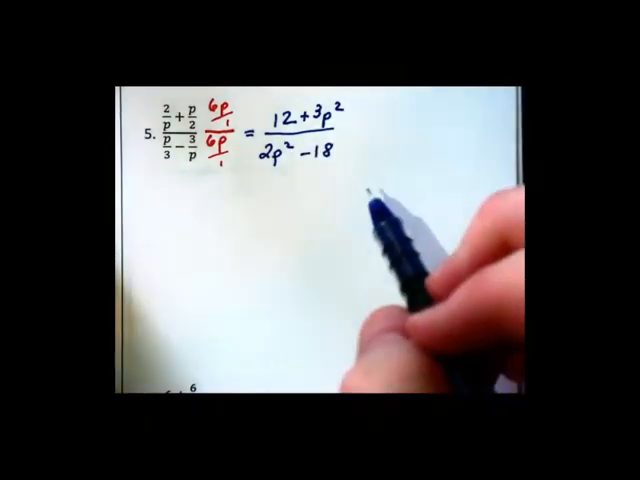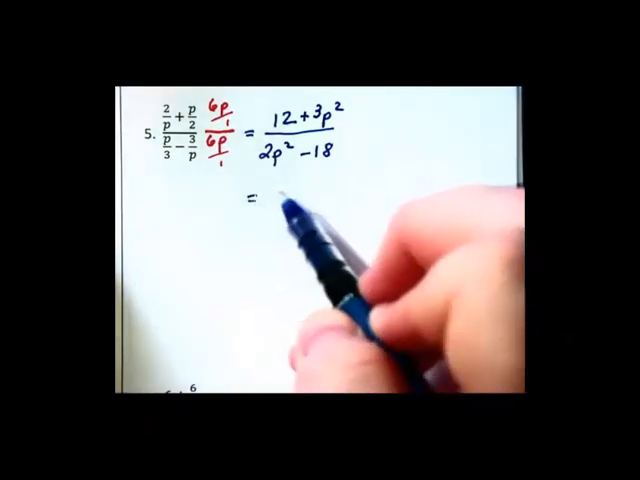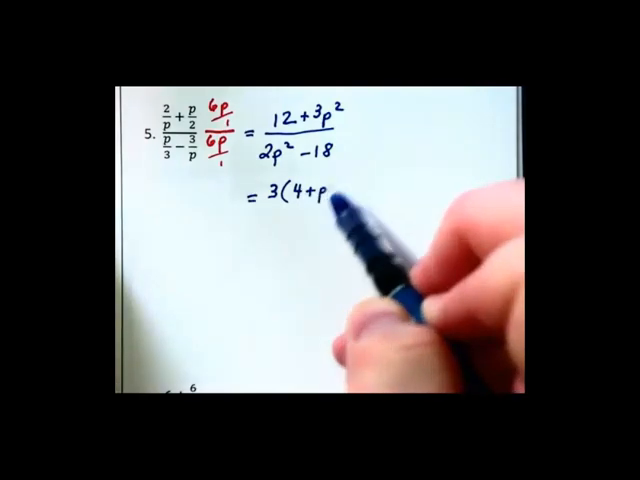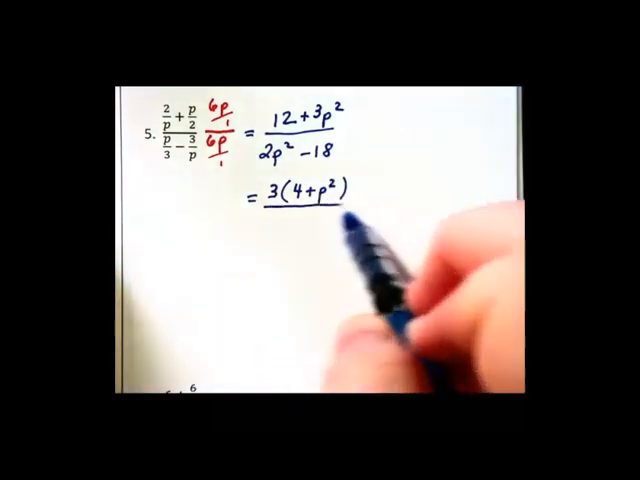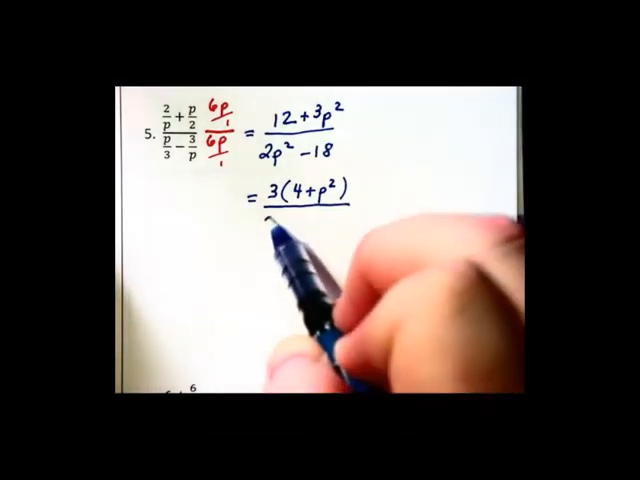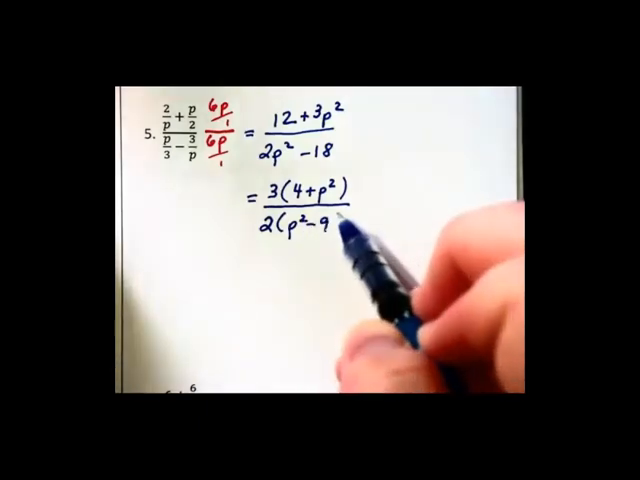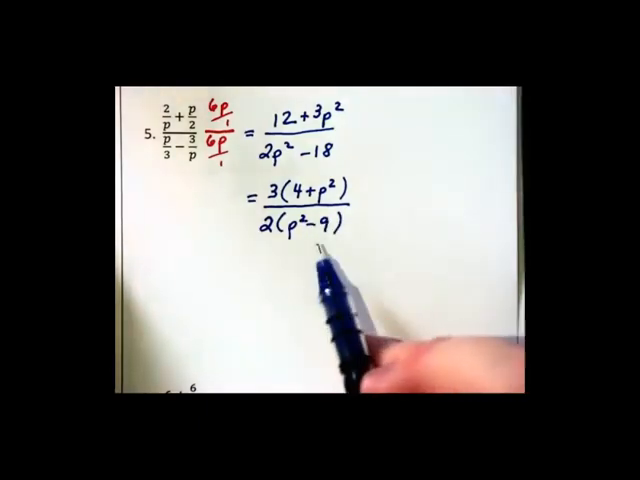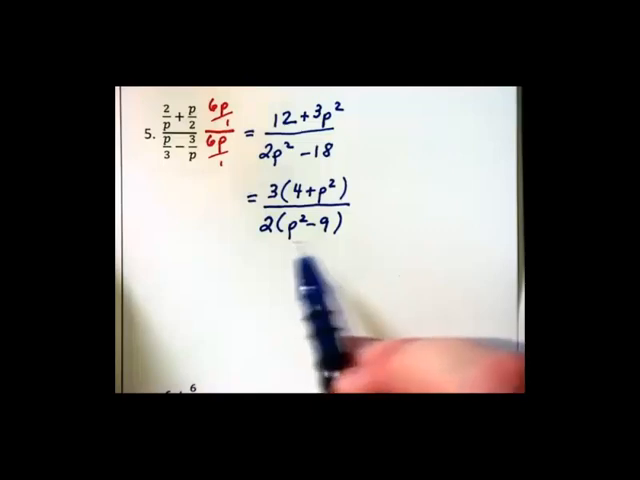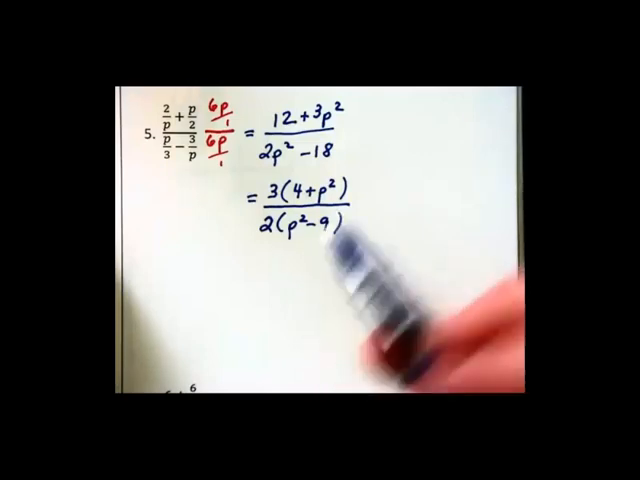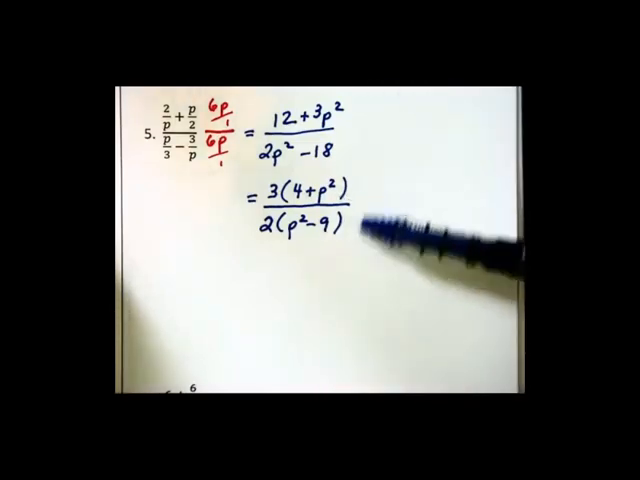Okay, I'm going to factor this. In the numerator, I can divide out a 3, and I'll have left over 4 plus p squared. That's the sum of two squares, which does not factor. And in the bottom, I'm going to factor out a 2, leaving p squared minus 9. We note that that is the difference of two squares and can be factored into p plus 3 times p minus 3. So that is an optional way of writing the answer, but it serves no purpose because we see no cancellation about to occur.